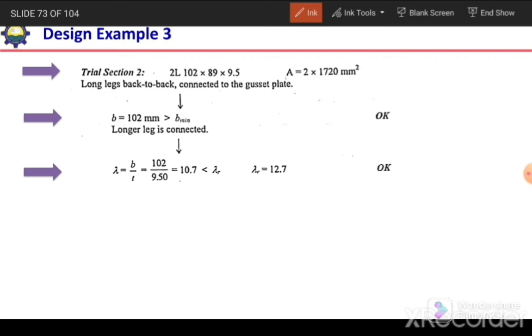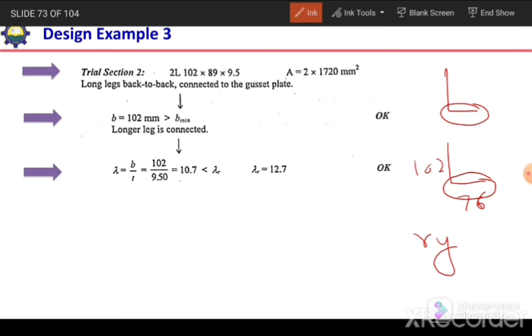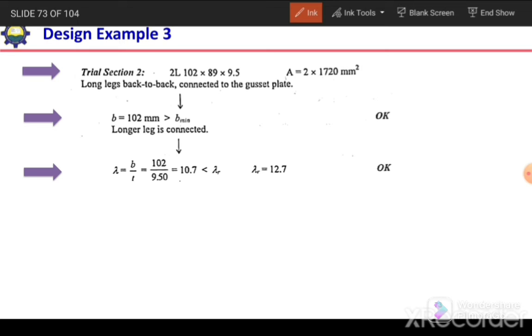Okay, for the next trial section, we can select a section with the projected leg a little bit larger than the previous one. Previously we selected 102 and 76, or 75, I think, but now we need to increase the dimension of this leg to increase the ry value. So here we have selected a section with a little larger value of this projecting leg. For this selected section, the area is 2 times 1720, meaning the area of one angle is 1720, and for the double angle it will be 2 times that. Now we need to again perform all the checks one by one.